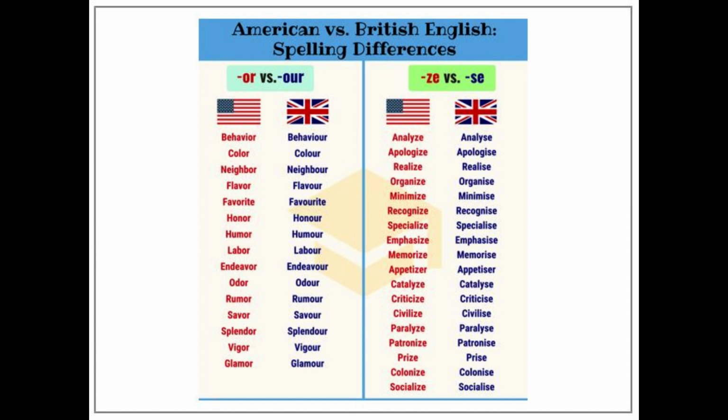Take a look at the other type of spelling differences, which are between ZE and SE. To begin with, the Americans don't call it a Zed, they call it a Zee. In any case, analyze, apologize, realize all have a Z sound. None of these words has an S sound. We don't say analyse, we don't say apologise, we say apologize and realize. So it makes more sense to spell them with a Z instead of an S.